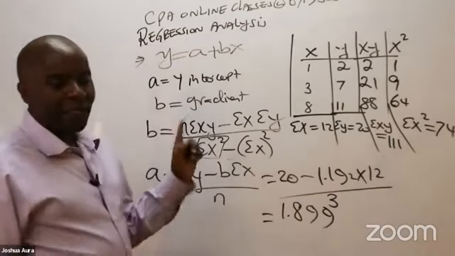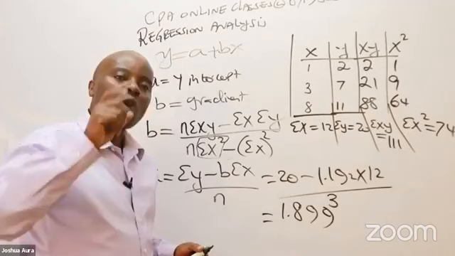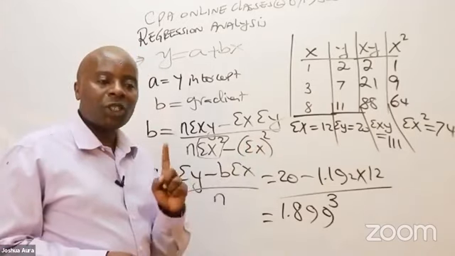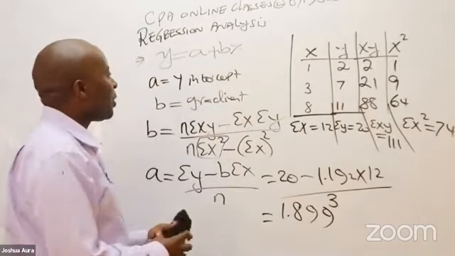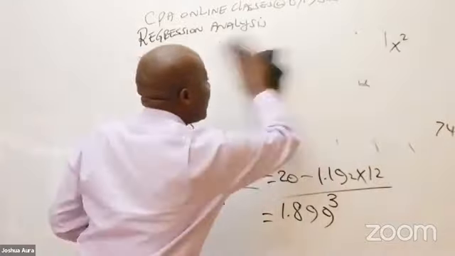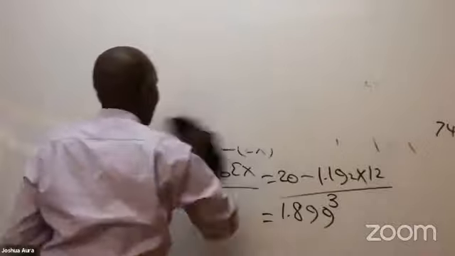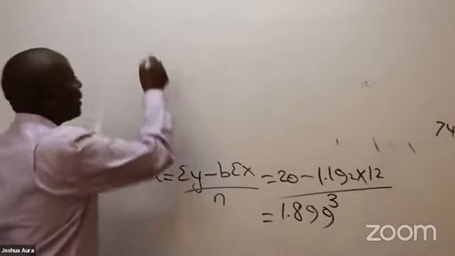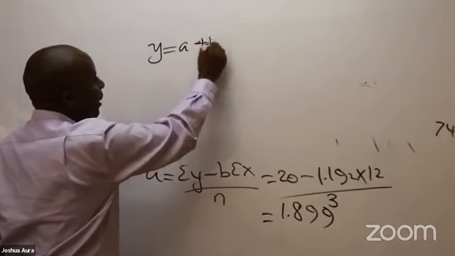1.899. Now, once I have A and I happen to be having B, it doesn't stop there. Remember, the examiner asked us to define a regression equation. Let's define a regression equation. Our regression equation, ladies and gentlemen, looks like this. So we have here Y equals A plus BX.